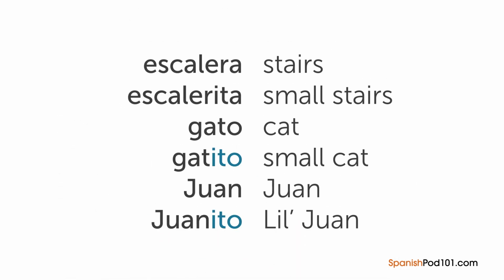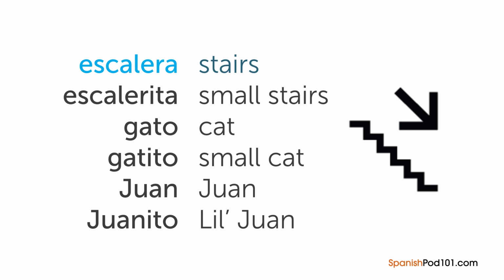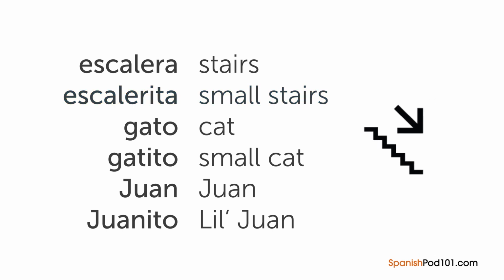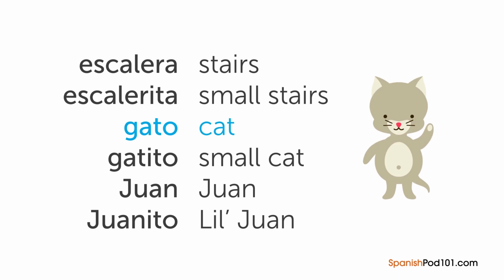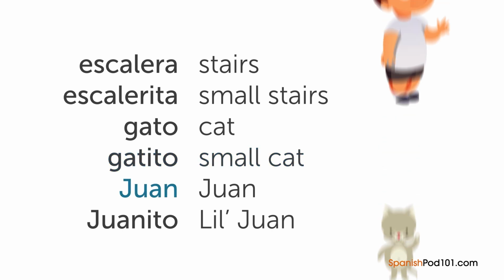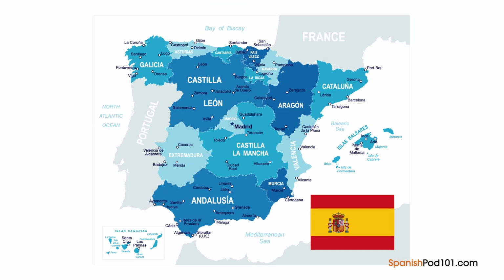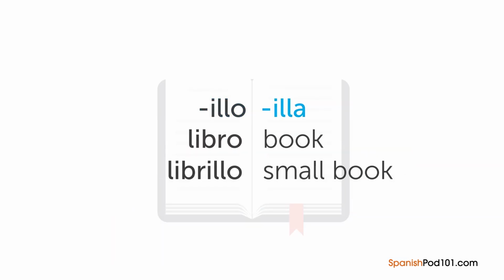A very common one is ito or ita. For example, from the word escalera, stairs, we have escalerita, if we want to express that the stairs are small. Another example, from gato, cat, we get the word gatito, adding tenderness to our expression. You can even use this with names such as Juan to Juanito, when you are talking about someone colloquially, most likely a child. Another common suffix, particularly in Andalusia, the southern Spain, is illo or illa.